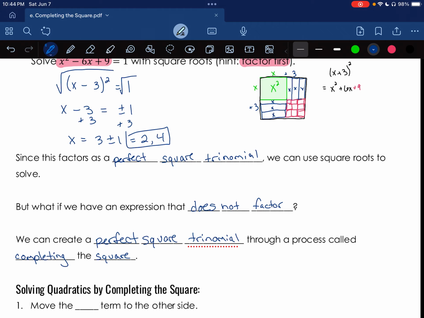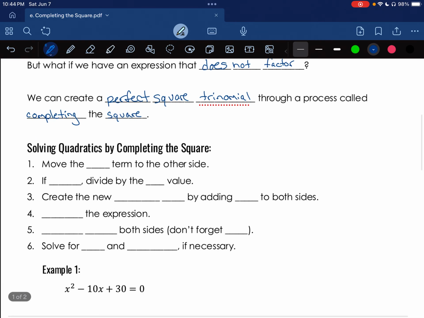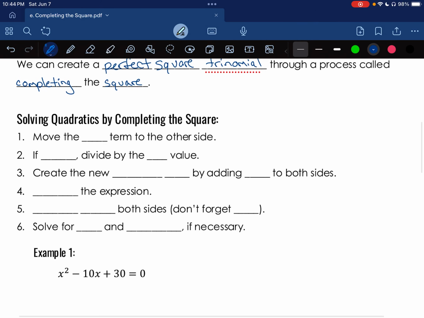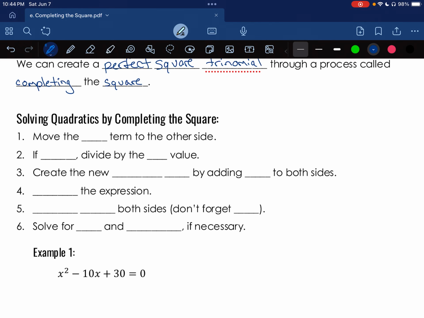All right, so I'm going to give you all the steps first. It might not sound great until we go through our first example, so just bear with me. The first thing we're going to do is move the old C term to the other side. This C is what's standing in the way of our equation being a perfect square trinomial. And so we are going to get rid of it by moving it to the other side of the equation.